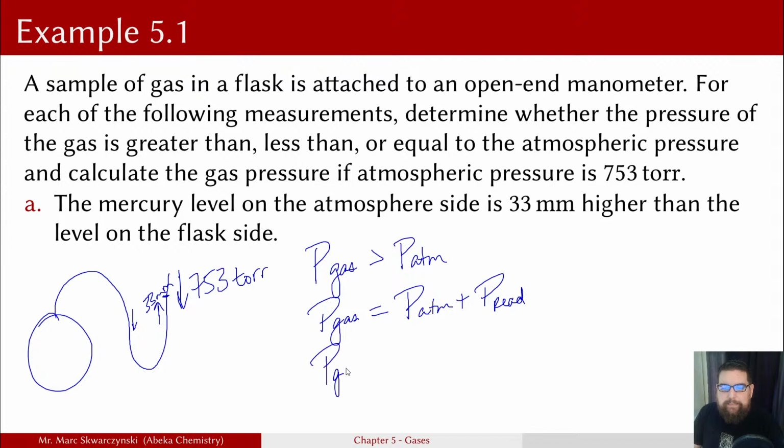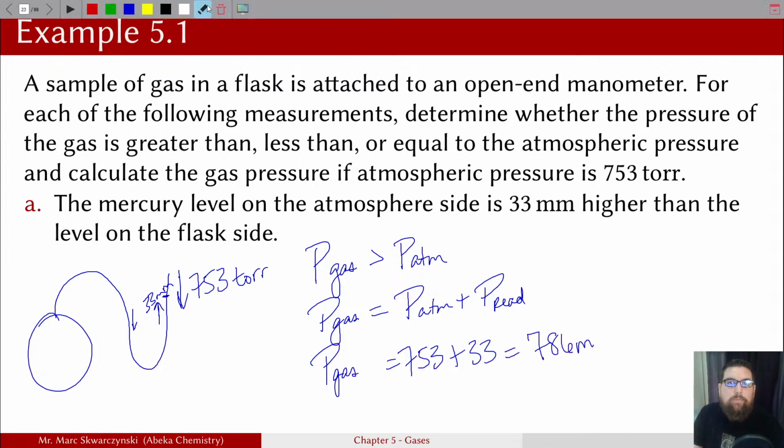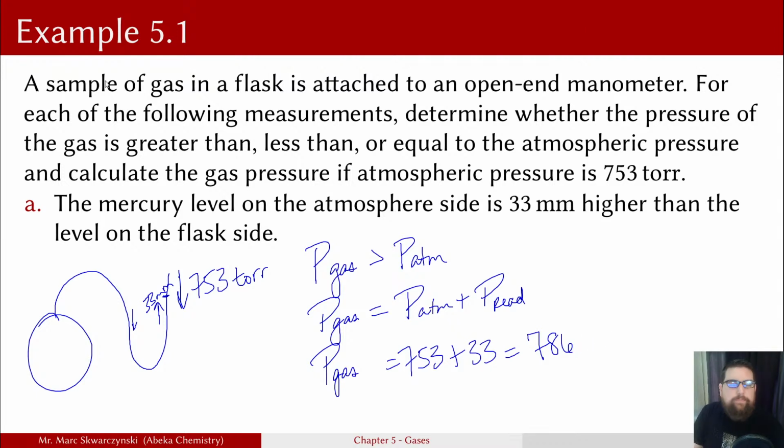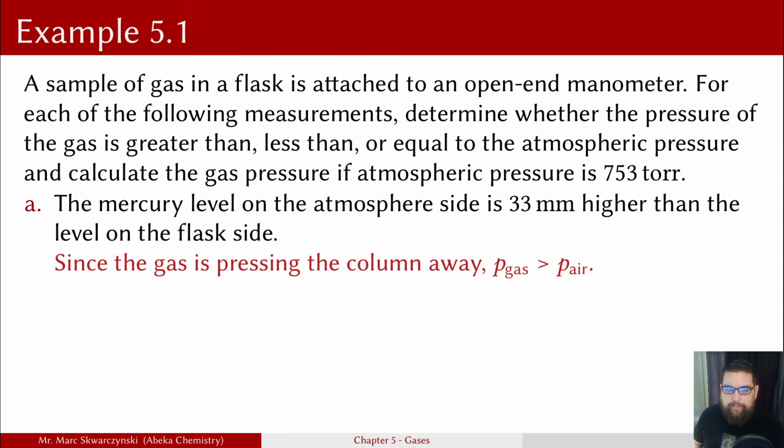And so the pressure of the gas then is equal to 753 plus 33, and we get 786 millimeters, or sorry, torr. We use torr in here. Millimeters of mercury or torr. Okay. And so that would be our answer. Now I'm going to go through right now and switch it over to the pre-done math. Basically the comparison is we look at which one is bigger than which, and then pick plus or minus based on that.